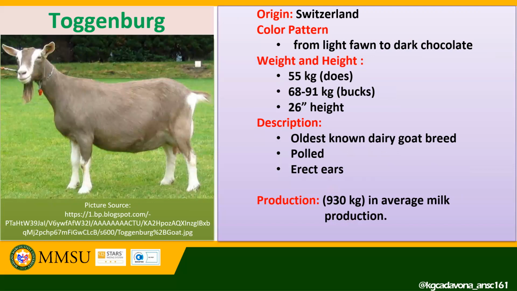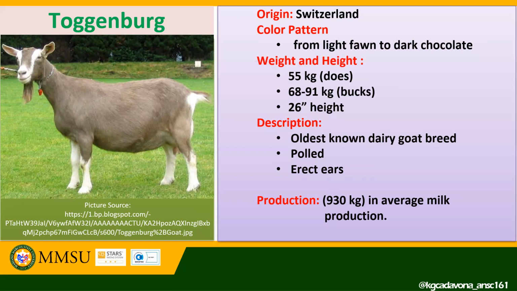And then for the last one, we have the Toggenburg, of which sa Switzerland siya nag-originate. Ang pinaka-distinct naman sa kanya is they are credited as being the oldest dairy goat known sa buong mundo. Okay? So this breed is medium size, sturdy, vigorous, and alert in appearance. Then it's slightly smaller siya than the other Alpine breeds, while for the color, it is solid varying from light fawn to dark chocolate with no preference for any shade.